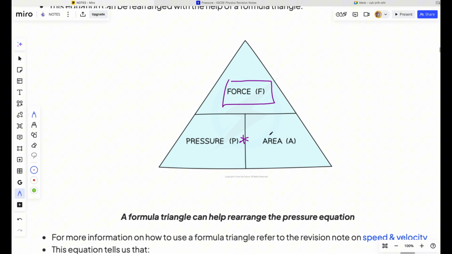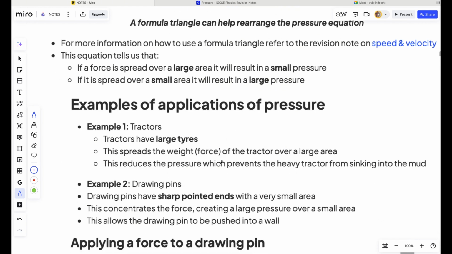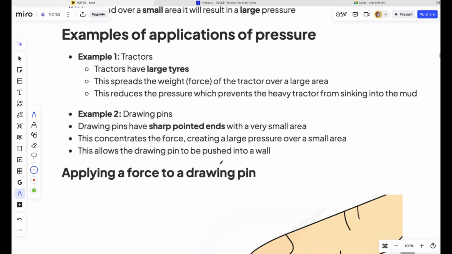If you want area, there are some cases where you need to calculate the area, but the pressure is given and the force is given. You say area is force over pressure. So you need to know this. It's very, very important. Okay, we move on to the applications or examples of pressure.